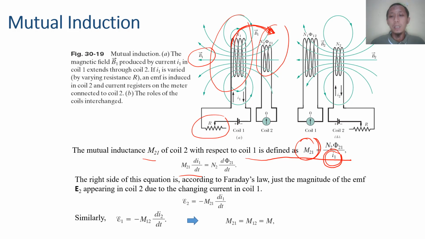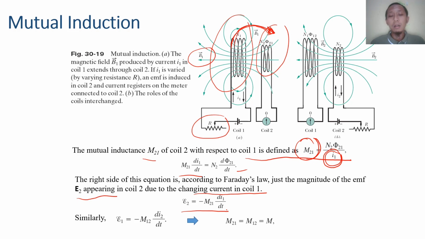So we can get that M21 dI1 per dt is equal to N2 d flux per dt. The right side of the equation is according to Faraday's law. So we can get that the EMF appearing in coil 2 due to a changing current in coil 1 is E2 is equal to minus M21 dI1 per dt.